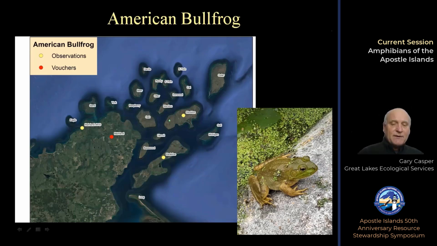This species, however, is also invasive, and it's been known to colonize wetlands and lakes at the expense of other native frogs, which it notoriously feeds upon. And it's also a notorious cannibal. So it's a very aggressive frog, and it may be coming with a warming climate to the Apostle Islands.